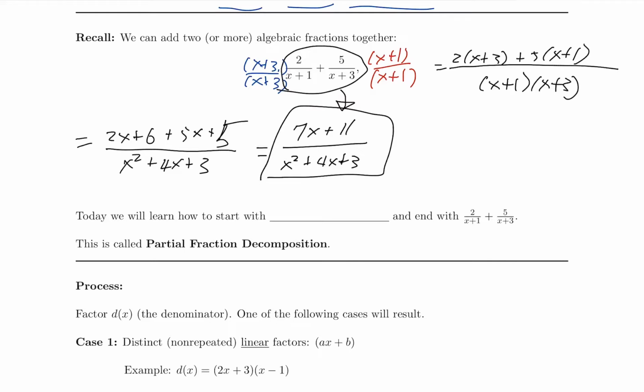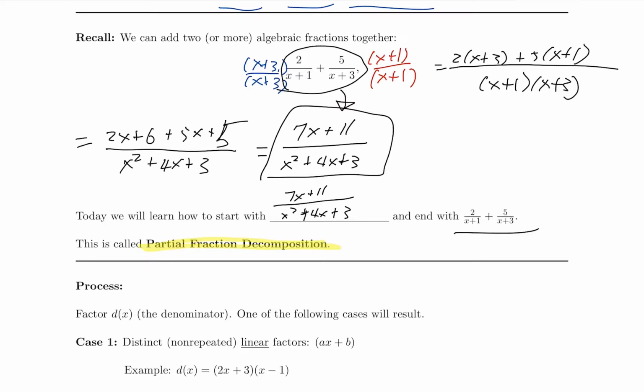So today we're going to learn how to start with the combined form and end with this. And this procedure is called partial fraction decomposition. So we just combined two fractions into one. We're going to learn how to decompose one fraction into two different parts.